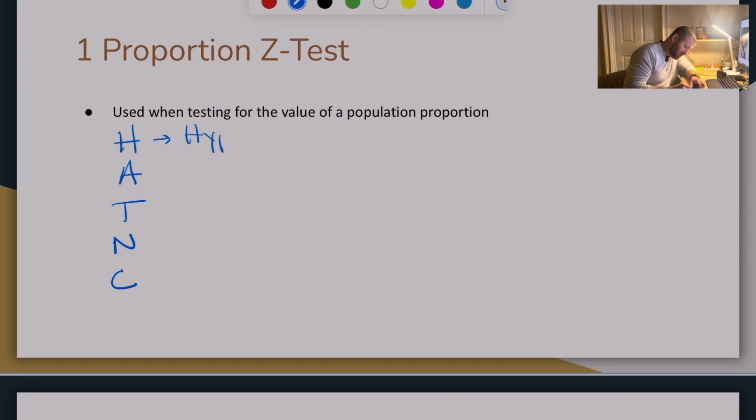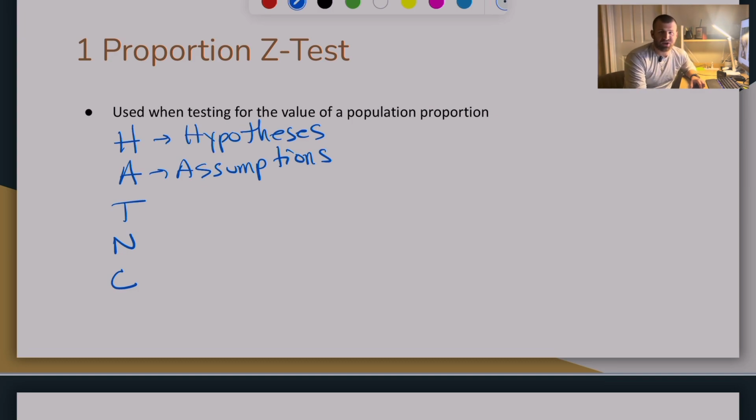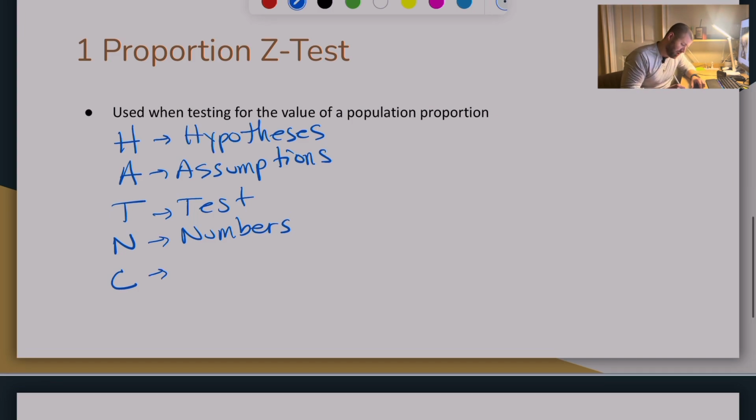Now again, the H stands for hypotheses. The A stands for assumptions, which is going to be slightly different than our confidence intervals. A very small, slight difference, but slightly different. This T is the test. The N here is still numbers. The difference with numbers in this acronym versus PANIC is that here numbers is not optional. You need to list these specific numbers here. And then this C is our conclusion. Right? This is our reject or do not reject.